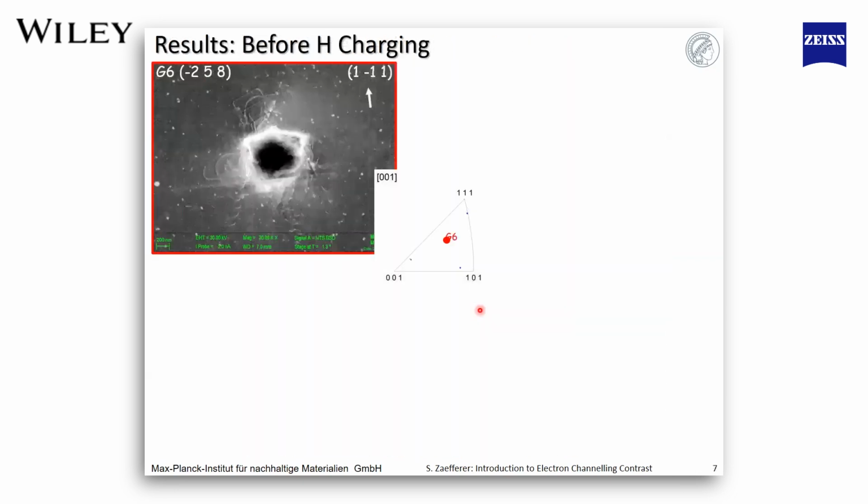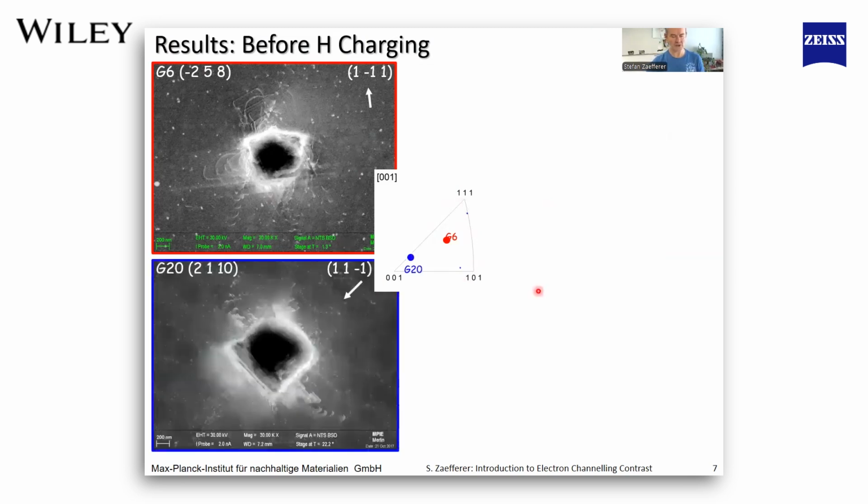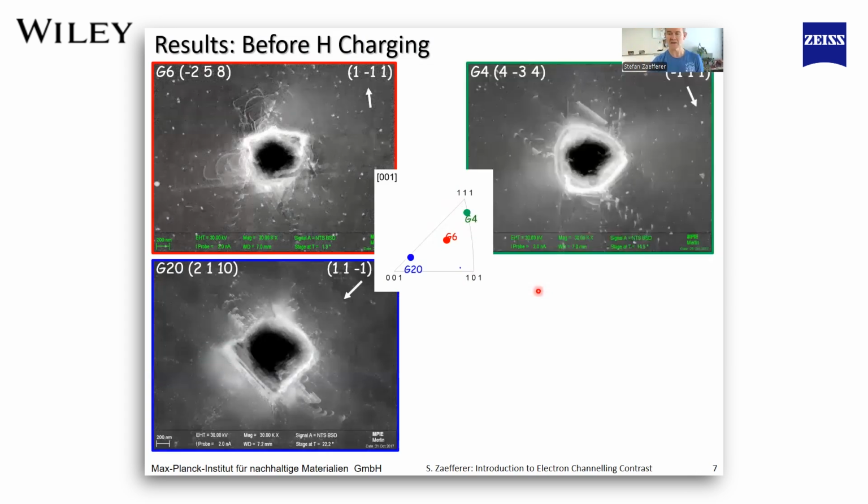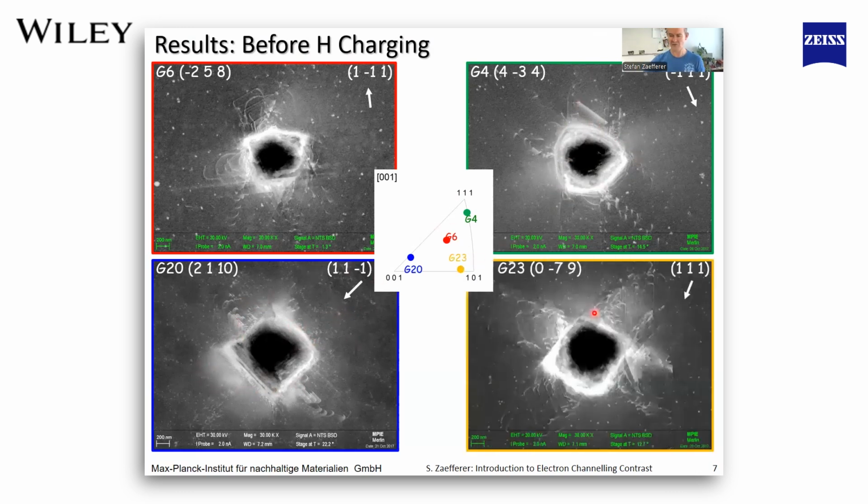So here we have the situation of grains before hydrogen charging. Here's one orientation with the indentation direction somehow randomly inside of the orientation triangle. Then we have here a grain which has been indented right into the cube plane of a crystal. Here is a grain indented into the 1-1-1 plane, and you see the threefold symmetry of the 1-1-1 planes. Here you see the fourfold symmetry of the 1-0-0 planes, and finally the 1-1-0 planes have a twofold symmetry.